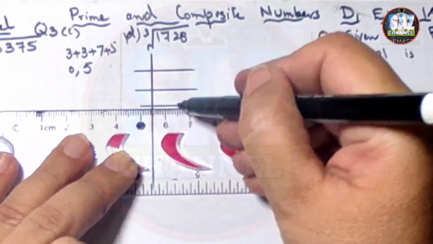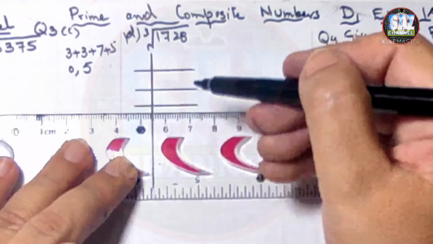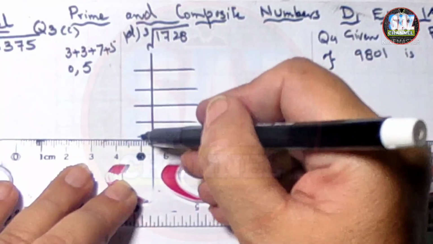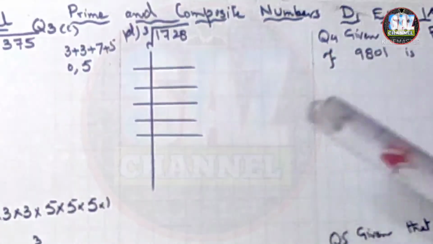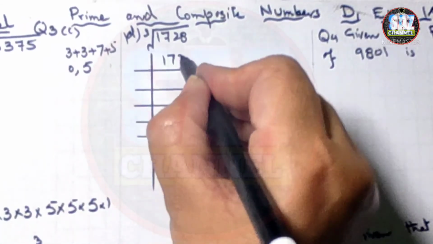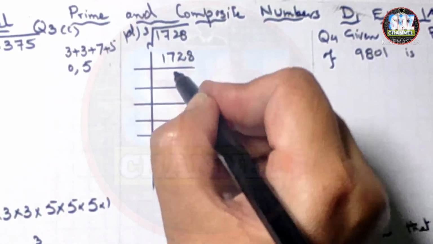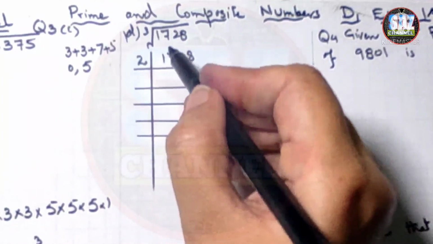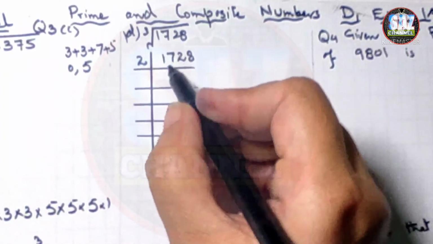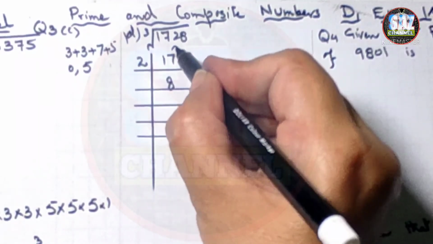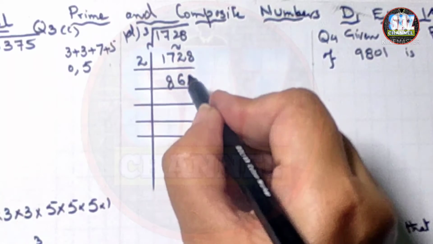1728, and in the meanwhile you have to think about which smallest prime number will be suitable for 1728. As the unit digit is 8, which is even, we can easily divide this number by 2. So 2, how many times is 17, or closer to 17? 2 8s are 16, then 1 will be given to this number, 2 6s are 12, and 2 4s are 8.